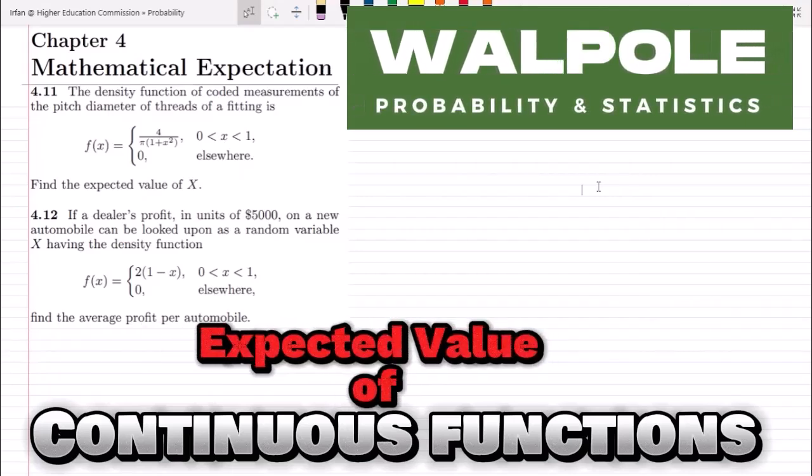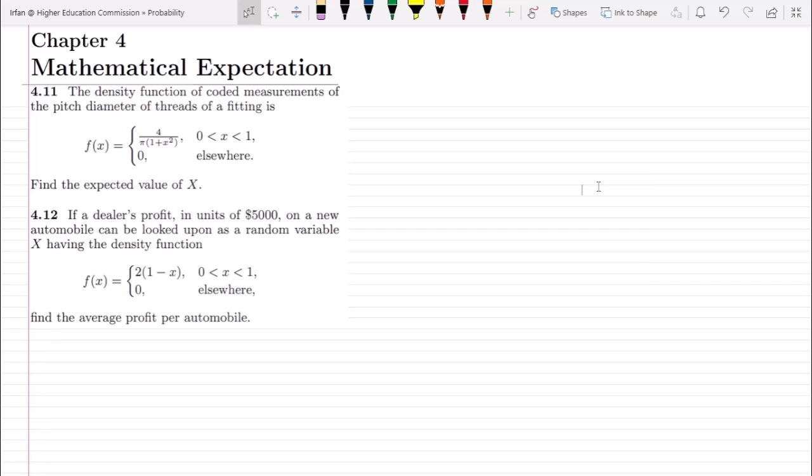So this is question 4.11 and 4.12. Today we are going to talk about them as the two questions are closely relevant. So let me first talk about question 4.11 and then 4.12, and both of them are related to the mathematical expectation of continuous random variables. Let us first talk about question 4.11: the density function of coded measurements of the pitch diameter of threads of a fitting is f(x) equal to 4 by pi times 1 by (1 plus x square) for x ranging from 0 to 1 and 0 elsewhere, and we have to find the expected value of x.